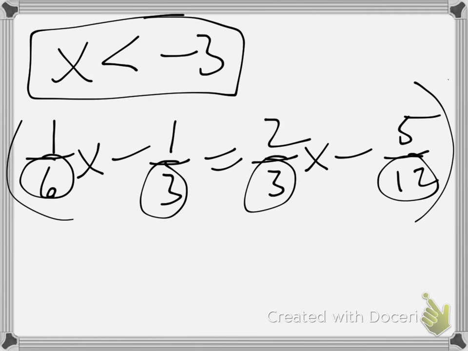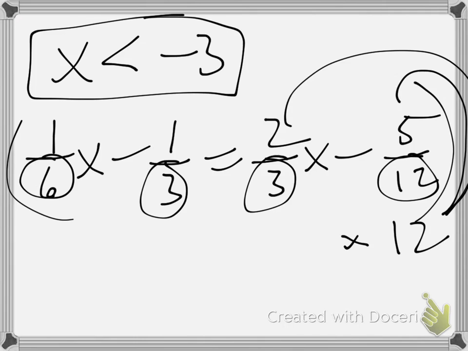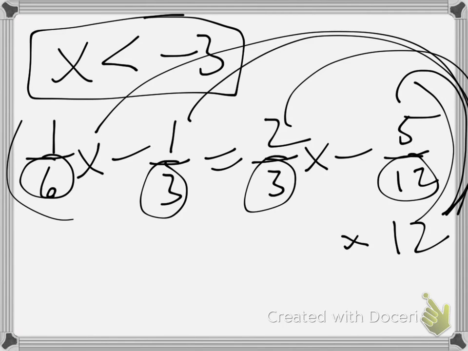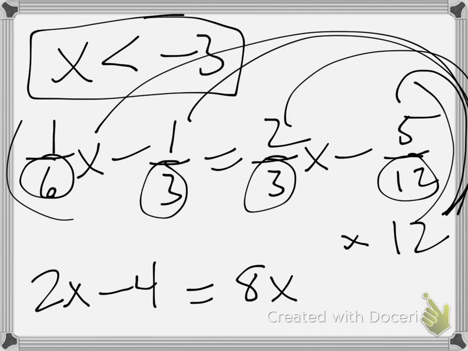So we're going to multiply this entire equation by 12, because I'm out of room. We're going to take that 12 and distribute it all the way through. So here's what we get: 2x minus 4 equals 2/3 times 12 is 8x minus 5/12 times 12 is 5. So now our equation is all in whole numbers, which is what we want. So we solve that out.